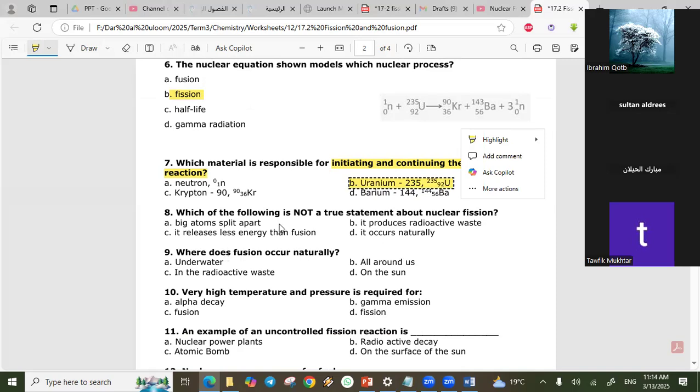Which of the following is not a true statement about nuclear fission? Who can answer? If you know it, tell me, Mubarak or Sultan. Which is not true about fission? All of them are correct except one. Quickly, guys. I think A. Okay, and you, Sultan. Yes.